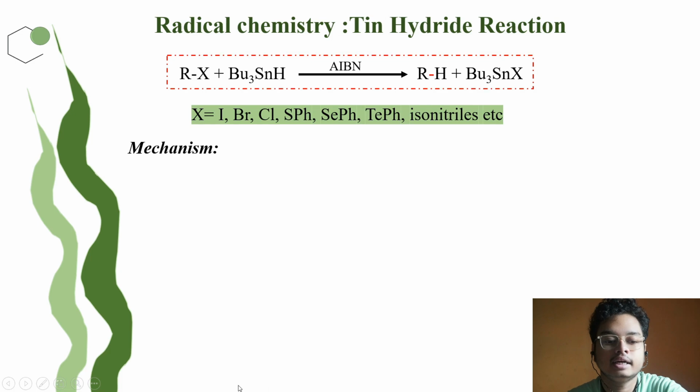So the tin hydride mediated reaction is nothing but, if you have any kind of R-X bond where the X could be iodine, bromine, chlorine, SPh, SePh, TePh, or isonitriles, then in presence of tributyl stannous hydride, or tributyl tin hydride, with AIBN as an initiator, this bond gets cleaved and generates the R radical, and that R radical will take the hydrogen to form an alkane or alkene depending upon the substrate or starting material, and tributyl tin X compound is generated.